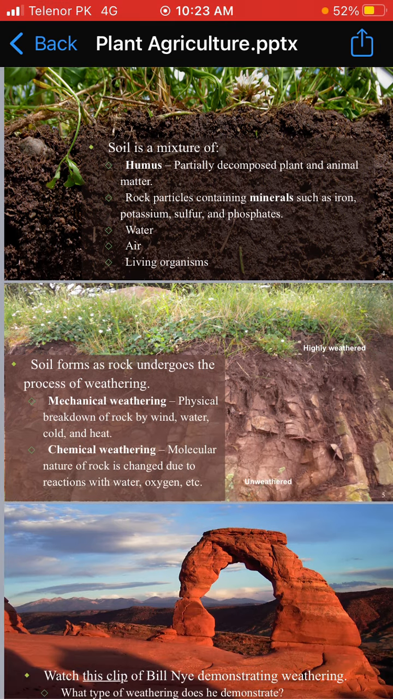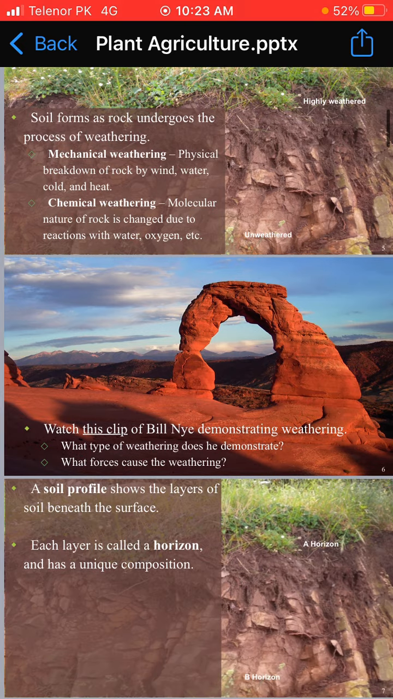Soil forms from rock through the process of weathering. Mechanical weathering is the physical breakdown of rock by wind, water, cold, and heat. Chemical weathering changes the molecular nature of the rock due to reaction with water, oxygen, etc.